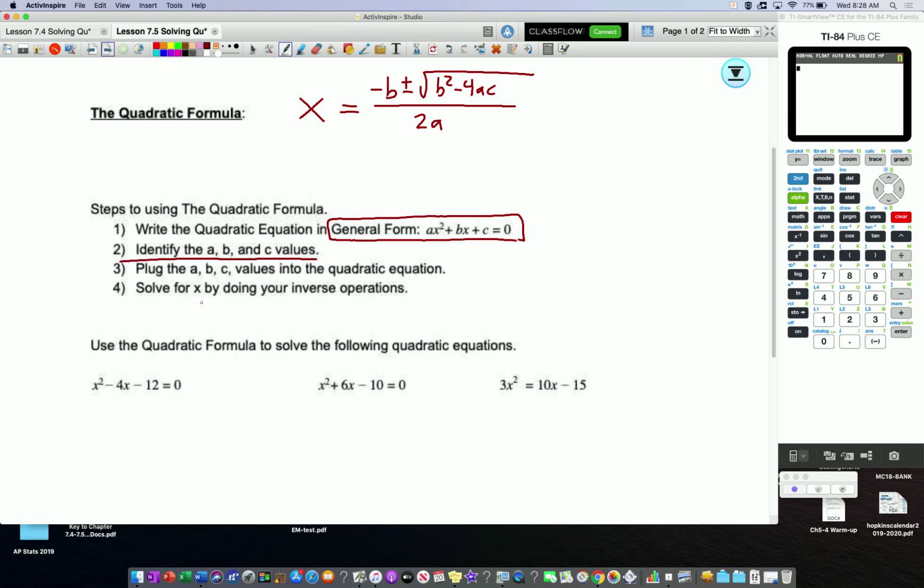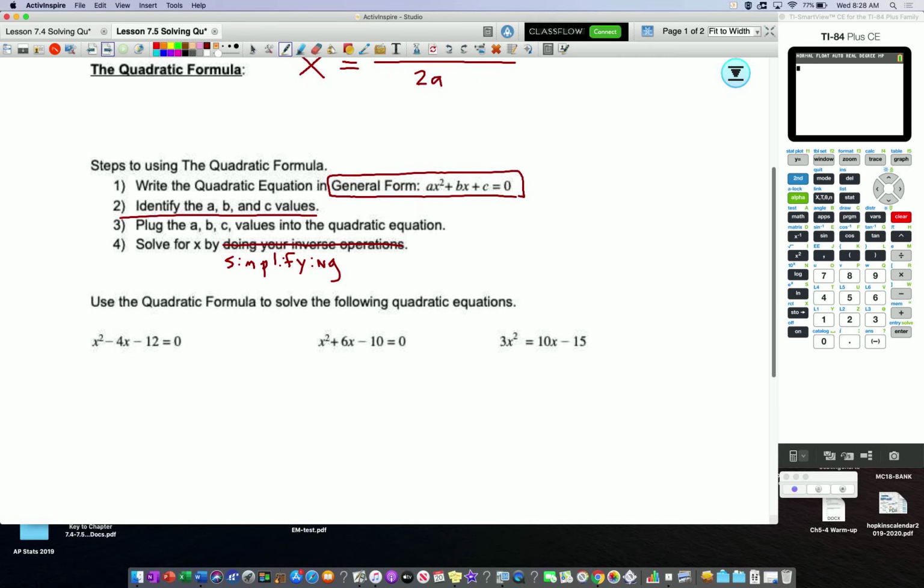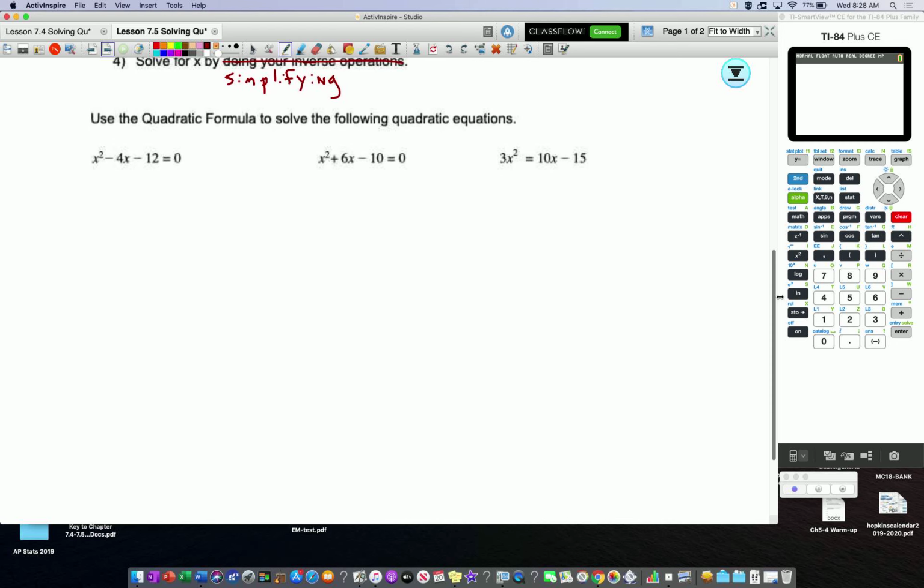Then you simply plug them into the quadratic formula and solve. I apologize, the slide says to use your inverse operations, but you really don't do inverse operations. You just solve for x by simplifying. Wow, I'm glad Mr. Bart caught that. So just one thing to note there. All right, we'll start plugging away at these problems, showing you how to use the quadratic formula.